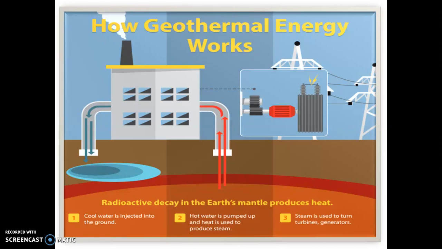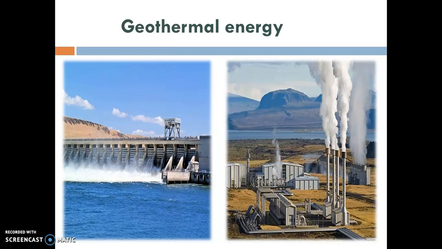How geothermal energy works. In this picture, you may see the working stages of geothermal energy. The first one: cool water is injected into the ground. If you pay attention, the cool water goes down here. Hot water is pumped up and heat is used to produce steam. And the last part: steam is used to turn turbines and generators. Here are some samples of geothermal energy. You may see them in both pictures. I guess it's very understandable for you.